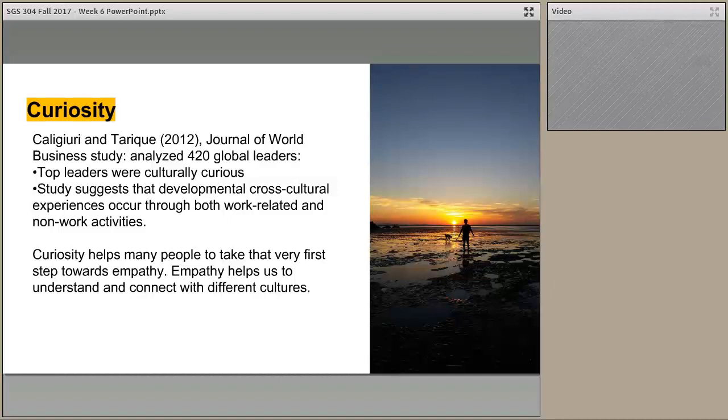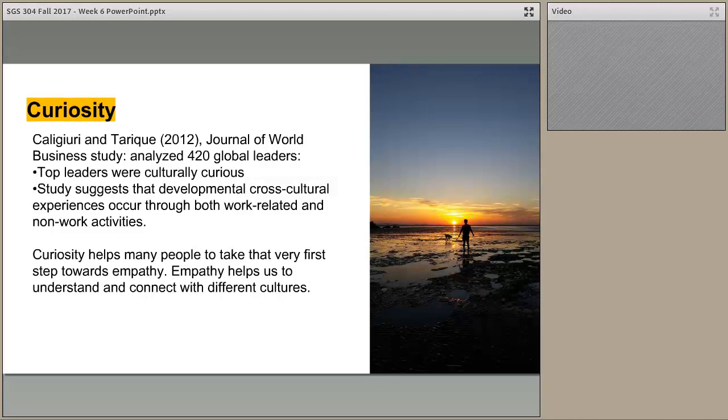As mentioned in a previous lecture, the attitude of curiosity is among the most sought-after traits in recent college graduates. A study by Caligiuri and Tarique looked at 420 global leaders and found that top leaders were all culturally curious. Personality characteristics such as curiosity predispose individuals to be open and receptive to learning the norms of new cultures, to initiate contact with host nationals and gather cultural information, and to handle the high amounts of stress associated with the ambiguity of the host national environments. All are related to effectiveness on developmental global assignments.